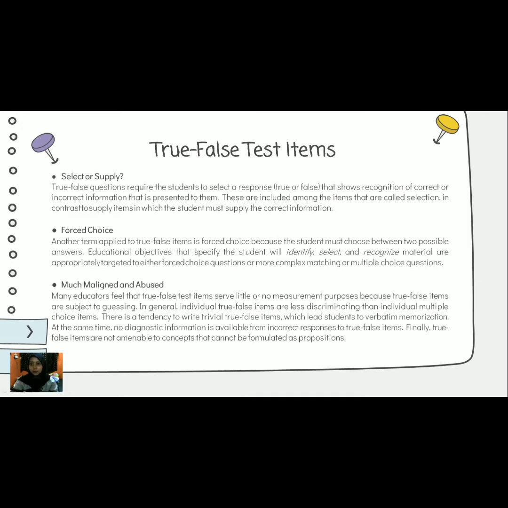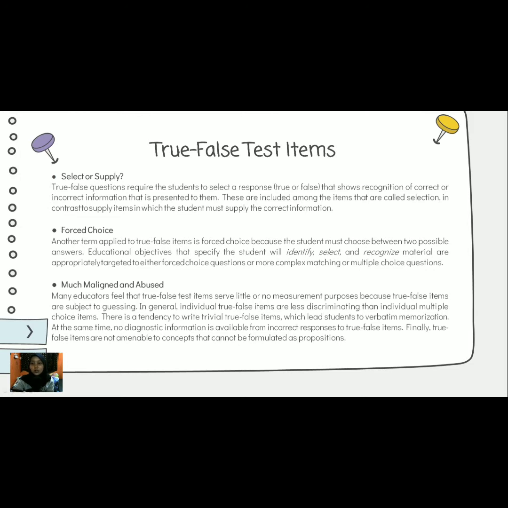True-false test items: select or supply. True-false questions require the students to select a response, true or false, that shows recognition of correct or incorrect information that is presented to them. These are included among the items that are called selection items, in contrast to supply items in which the student must supply the correct information.